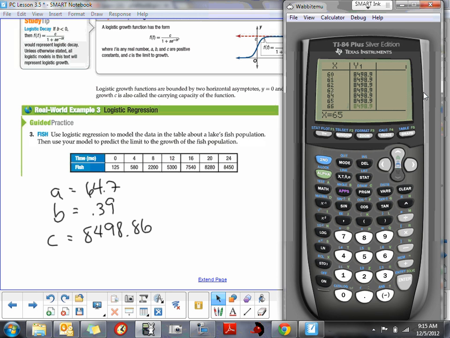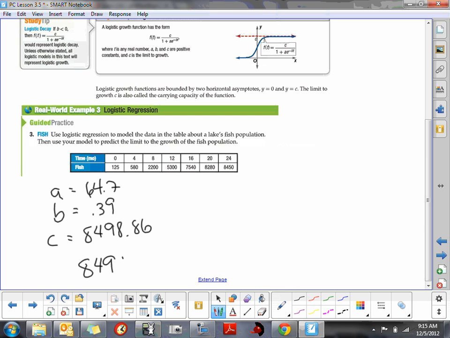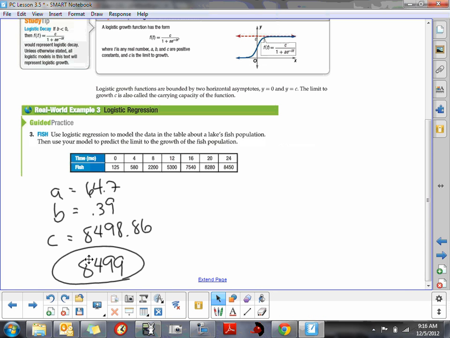So maybe 8,498. We might get to 8,499 eventually, but you can see it's barely moving. I'm going out many years out there. So it looks like it's going to limit itself right out here at 8,498.9, or if you want to be a little bit more practical, how about 8,499? So 8,499 appears to be the ceiling or the limit on the population that the lake can sustain.